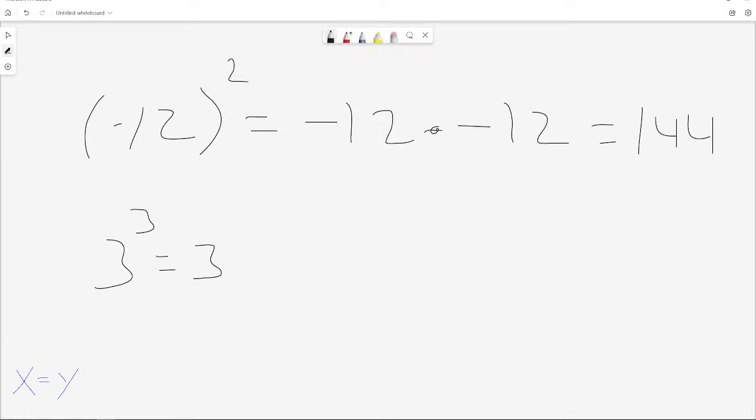And then you're doing, instead of stopping at 3 times 3, that would be the square. So 3 cubed equals 27. 3 times 3 is 9. 9 times 3 is 27.